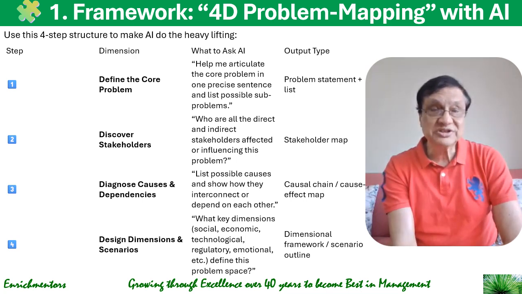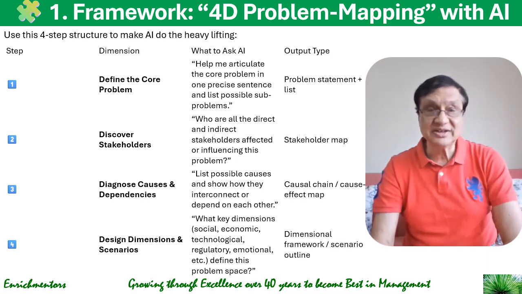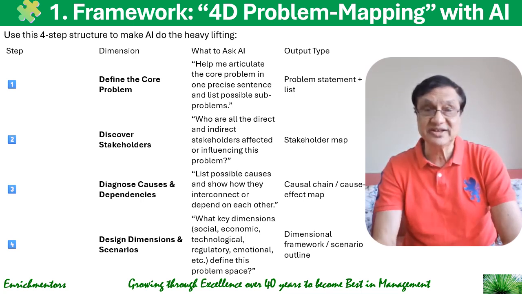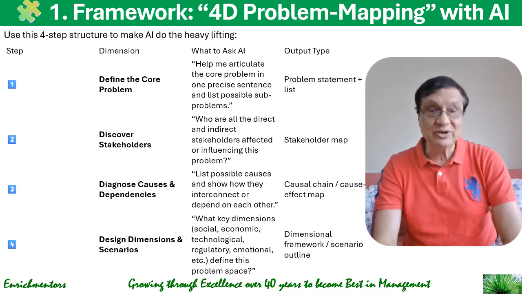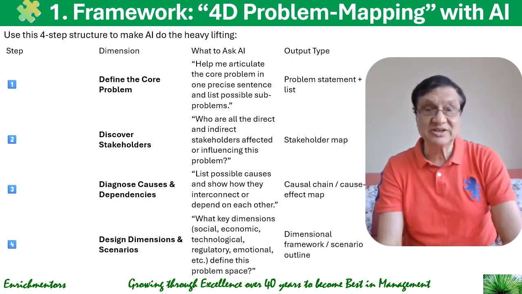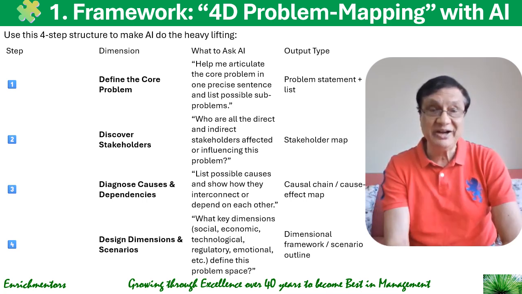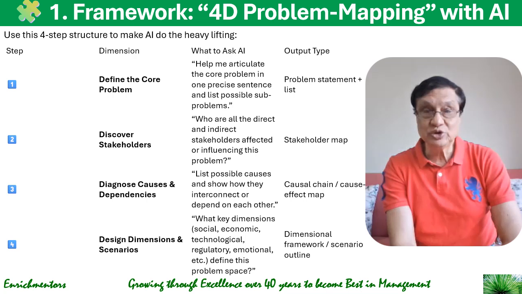Then you get on to discovering the stakeholders, where you ask AI who the direct and indirect stakeholders affecting or influencing this problem are, and you get a stakeholder map. The third D in this is diagnose causes and dependencies, where you ask AI to give you the possible causes and show how they interconnect or depend on each other. Also look at the dependencies. And that gives you the causal chain or cause-effect maps.